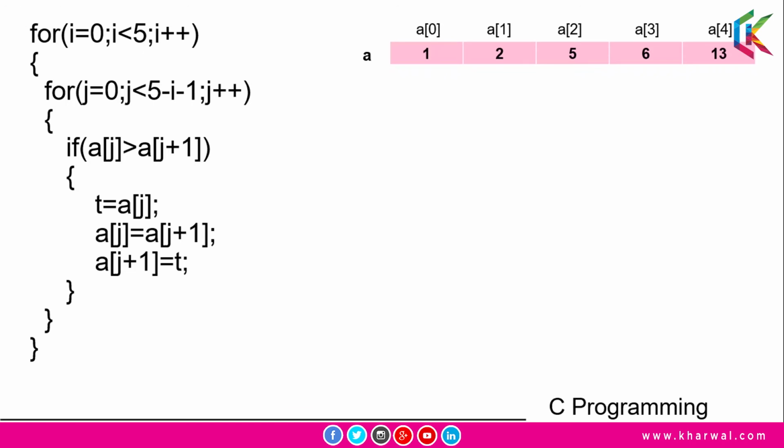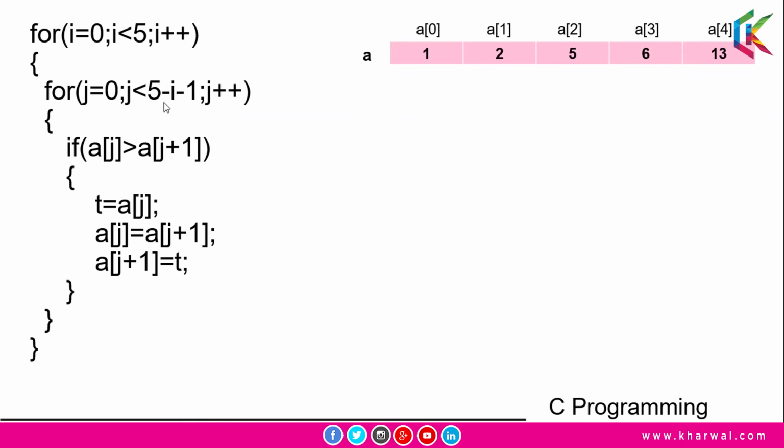true, and control will be transferred to the for loop of j, where the value of j is 0 and 0 less than 5 minus 3 minus 1. So this condition will be 0 less than 1. So this condition is true, and again it will check this condition. So a of 0 greater than a of 1, and this condition will be false because 1 is at index 0 and 2 is at index 1. And after that, j plus plus will be executed. So the value of j will be 1 and 1 less than 1.